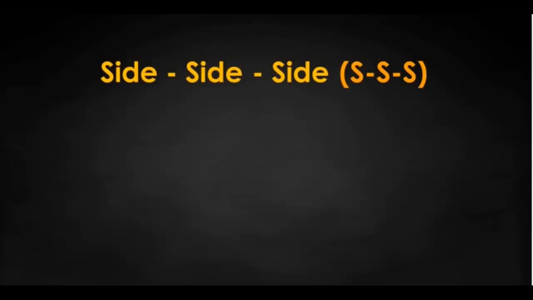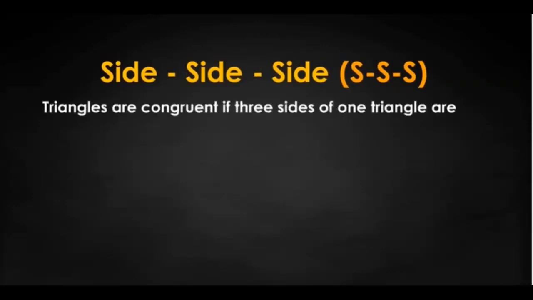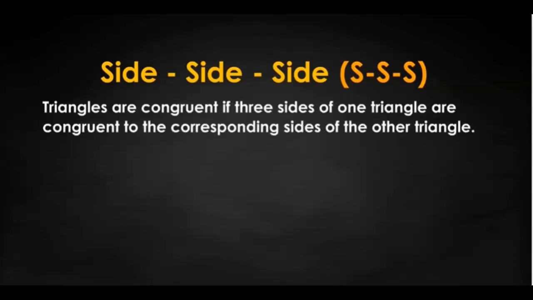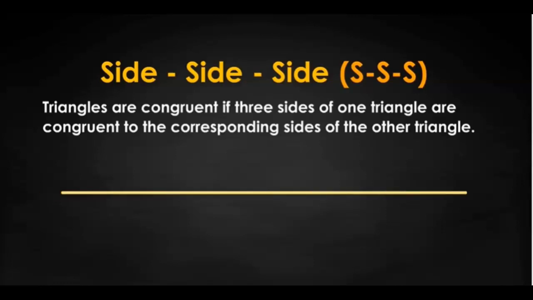Next is perhaps the easiest of the three postulates, the side-side-side or SSS postulate. This postulate says triangles are congruent if three sides of one triangle are congruent to the corresponding sides of the other triangle. This is the only postulate that does not deal with angles. You can replicate the SSS postulate using two straight objects. Uncooked spaghetti or plastic straws work great.